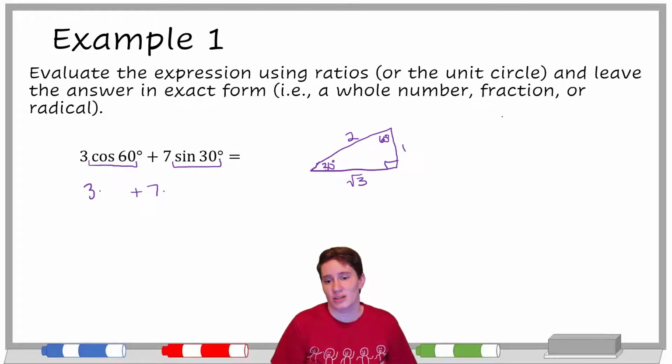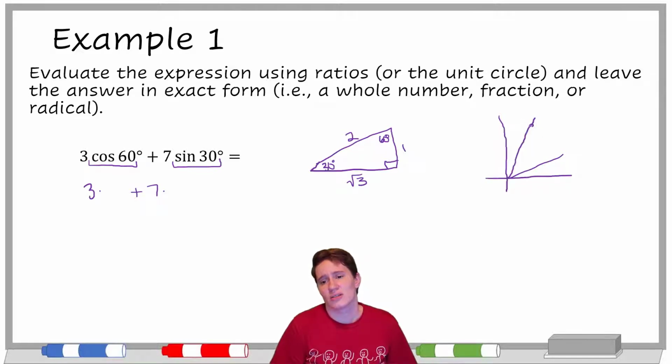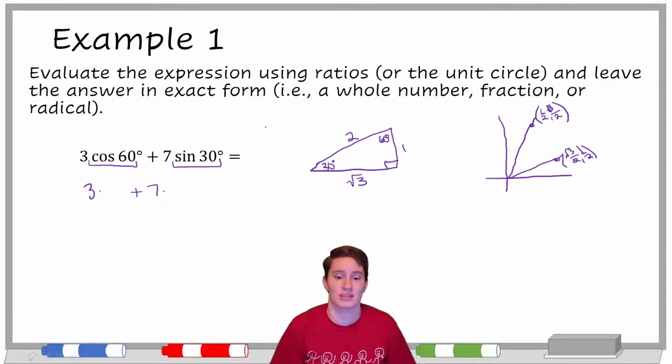The other way would be to picture in our head or use a unit circle and look at the points for 30 and 60, remembering that cosine is your x value and sine is your y value when you're using the unit circle. So this would be square root of 3 over 2 comma 1/2. And this would be 1/2 comma square root of 3 over 2. And I didn't draw the middle line because I'm being lazy.